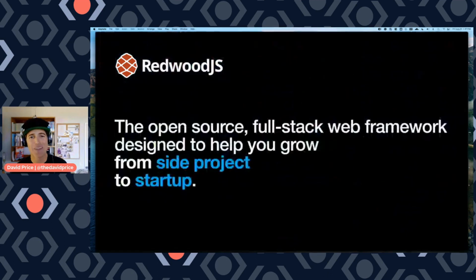All right, let's go. I want to tell you a little bit about Redwood JS before we start. Redwood is an open source full stack web framework designed to help you grow from side project to startup. And what that means is we've added the conventions and the configuration out of the box so that you can get started quickly. But then as your application, as your project and product grows, as your team grows, that code base will be maintainable over the long term and scale with you.